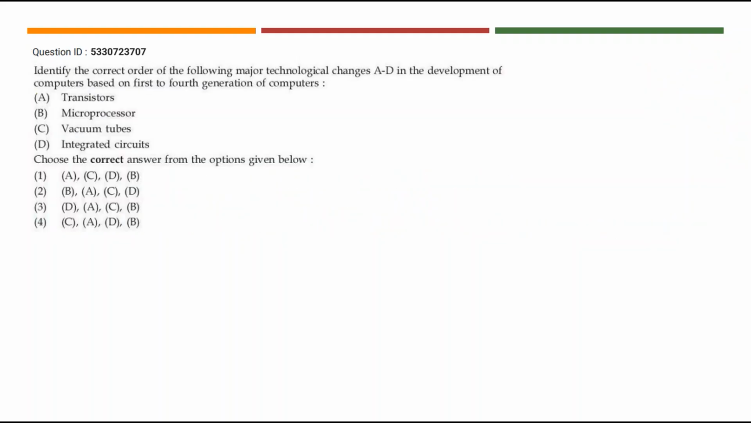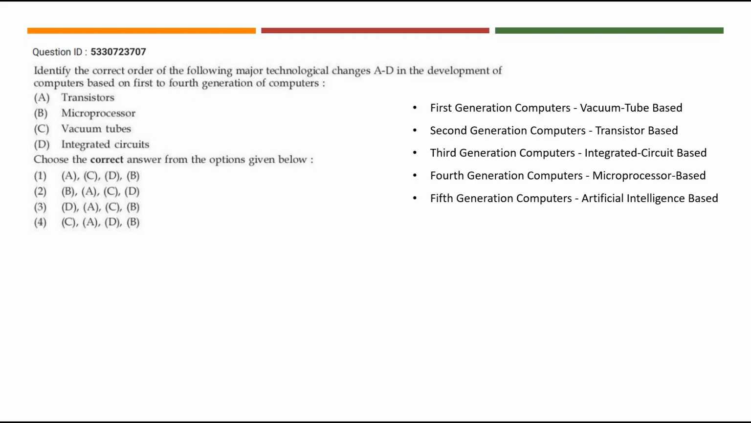Next question. Identify the correct order of the following major technological changes A to D in the development of computers based on first to fourth generation of computers. First generation computers used vacuum tube. So this is C. Second generation used transistors. This is A. Third generation used integrated circuits. It is D. Fourth generation used microprocessor. So this will be B. CADB is available here. Option number 4 will be the right answer. Fifth generation computers are artificial intelligence based.